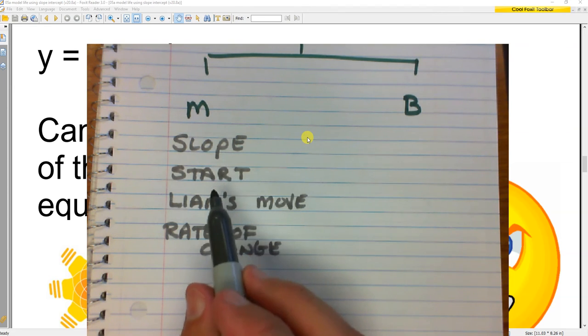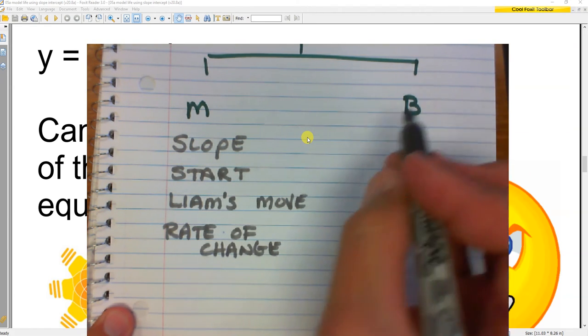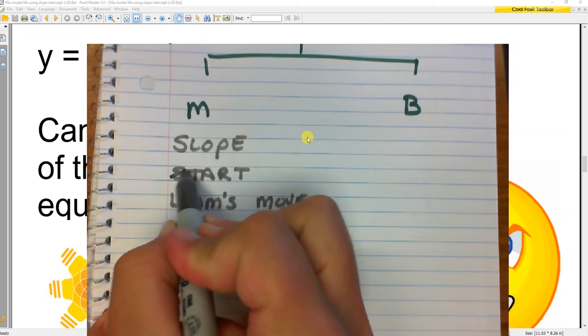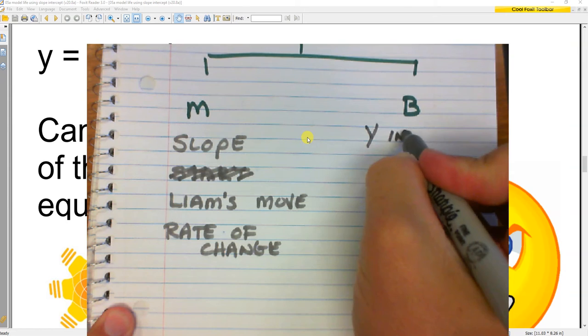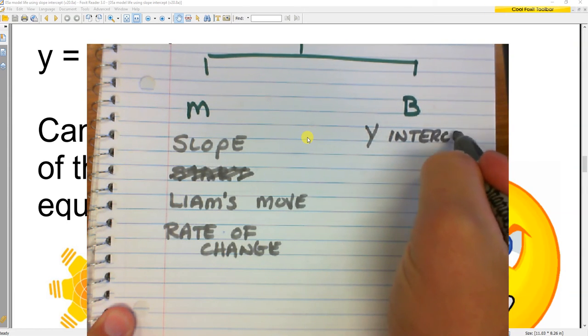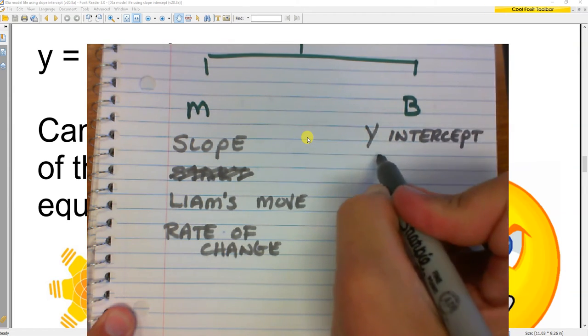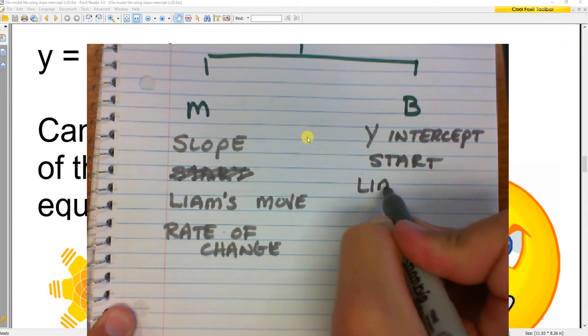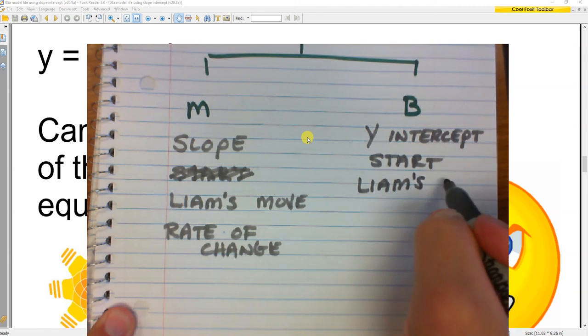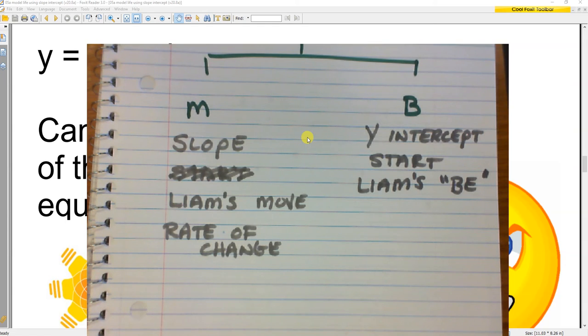B, it's not the start. B is the y-intercept. It's the start. Y-intercept, start, Liam's B. I'm not sure if I've got anything else for this one.